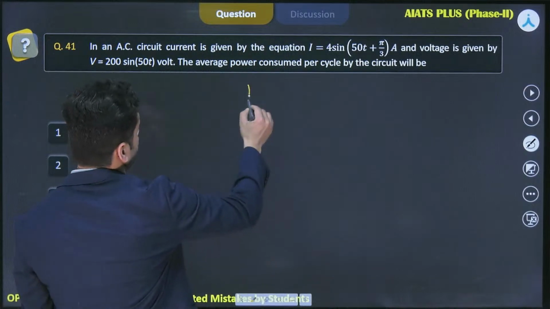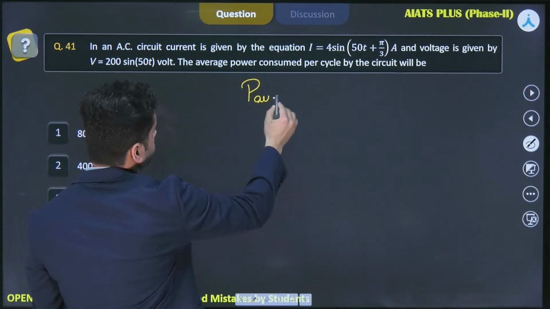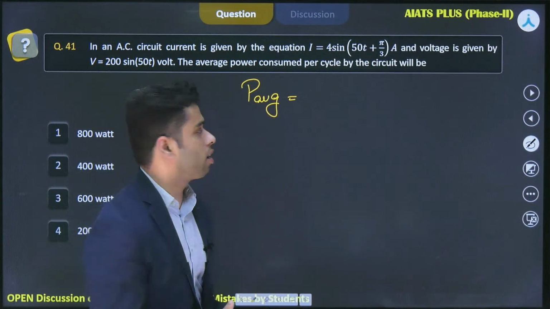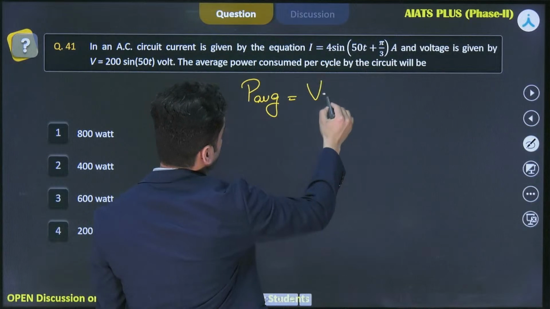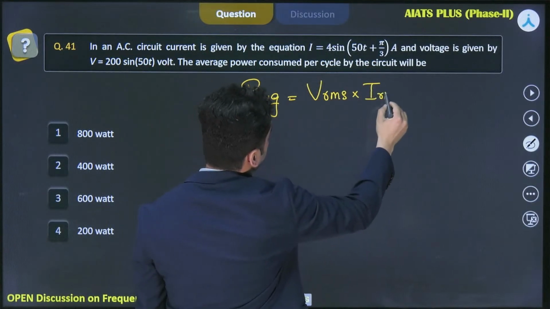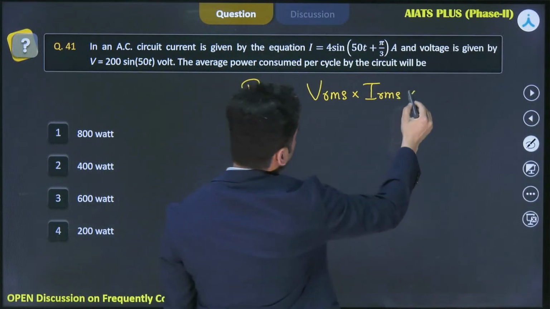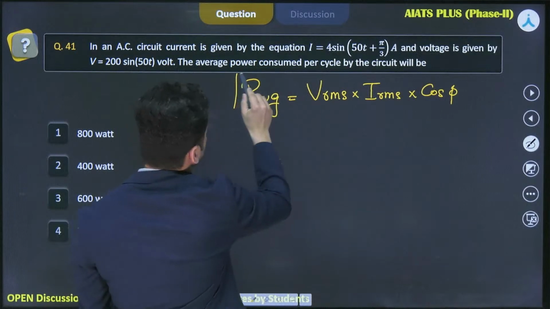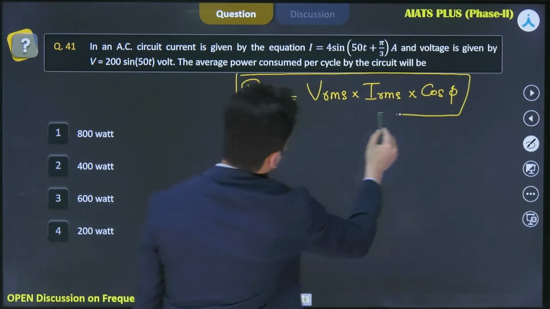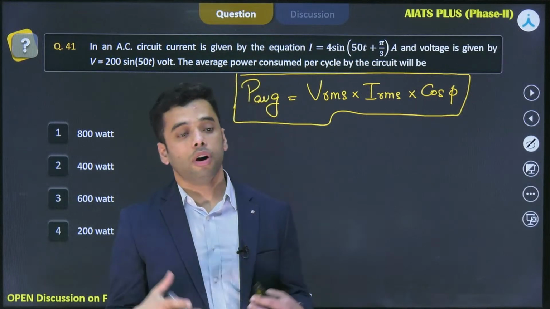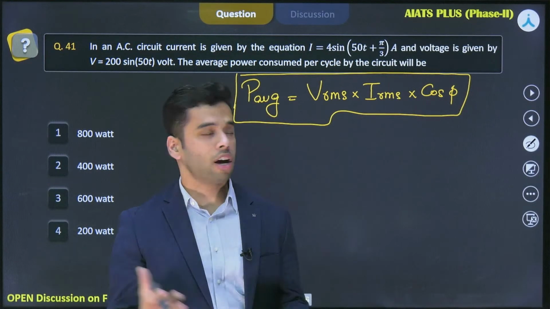So dear students, average power, P average, what is the formula for average power? Anyone can give me the answer in the comment box. It is Vrms into Irms into cos phi. This is the average power consumed, P average. It is Vrms into Irms into cos phi.